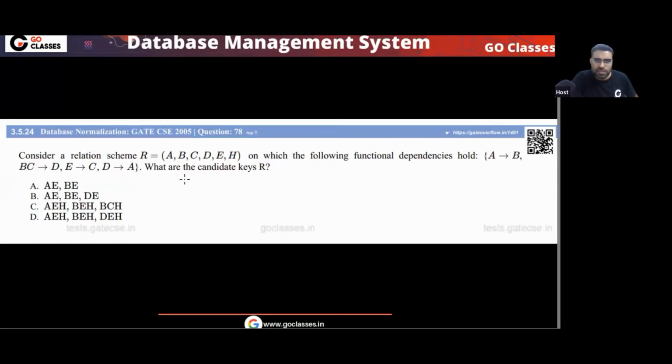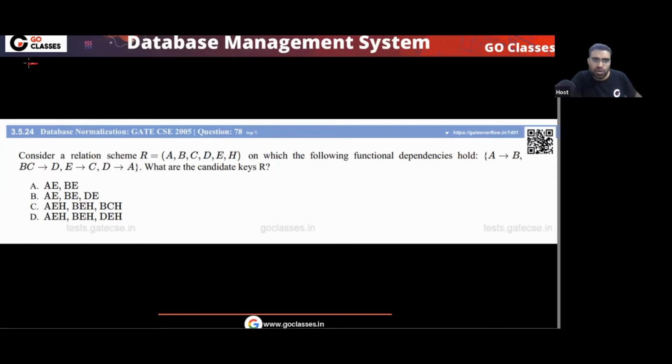So first you tell me, is there any attribute which does not appear on the RHS? You can see A, C, D, B, they are appearing on the RHS. E, H do not appear on the RHS.